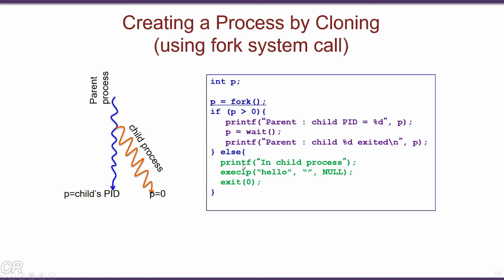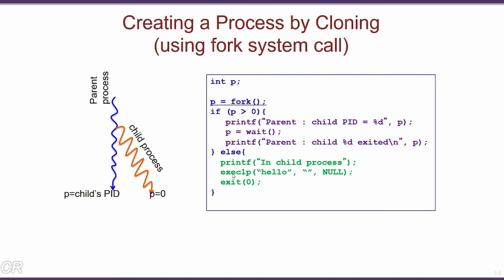Now in the child part of the code, there is a second system call that gets invoked, which is the exec system call, where the executable hello is specified. So this is the hello world program that you need to execute. At the same time, the parent process invokes the wait system call so as to wait until this child process completes its execution.